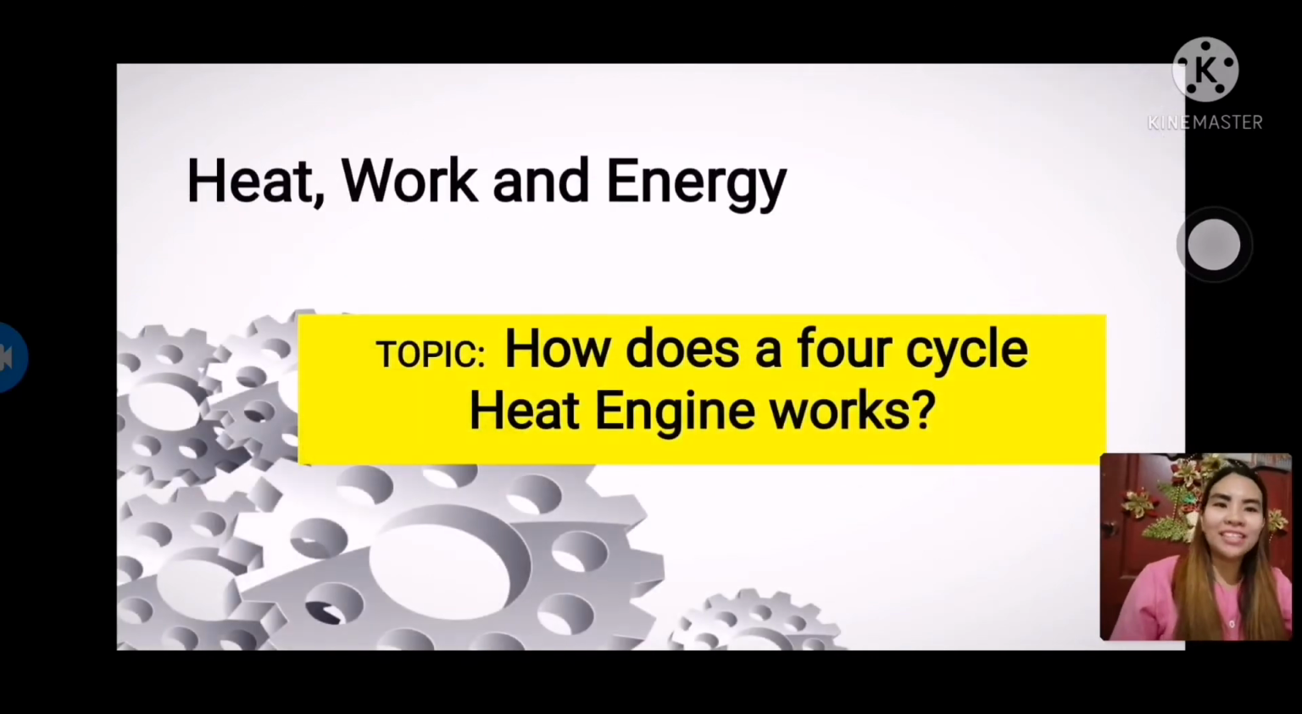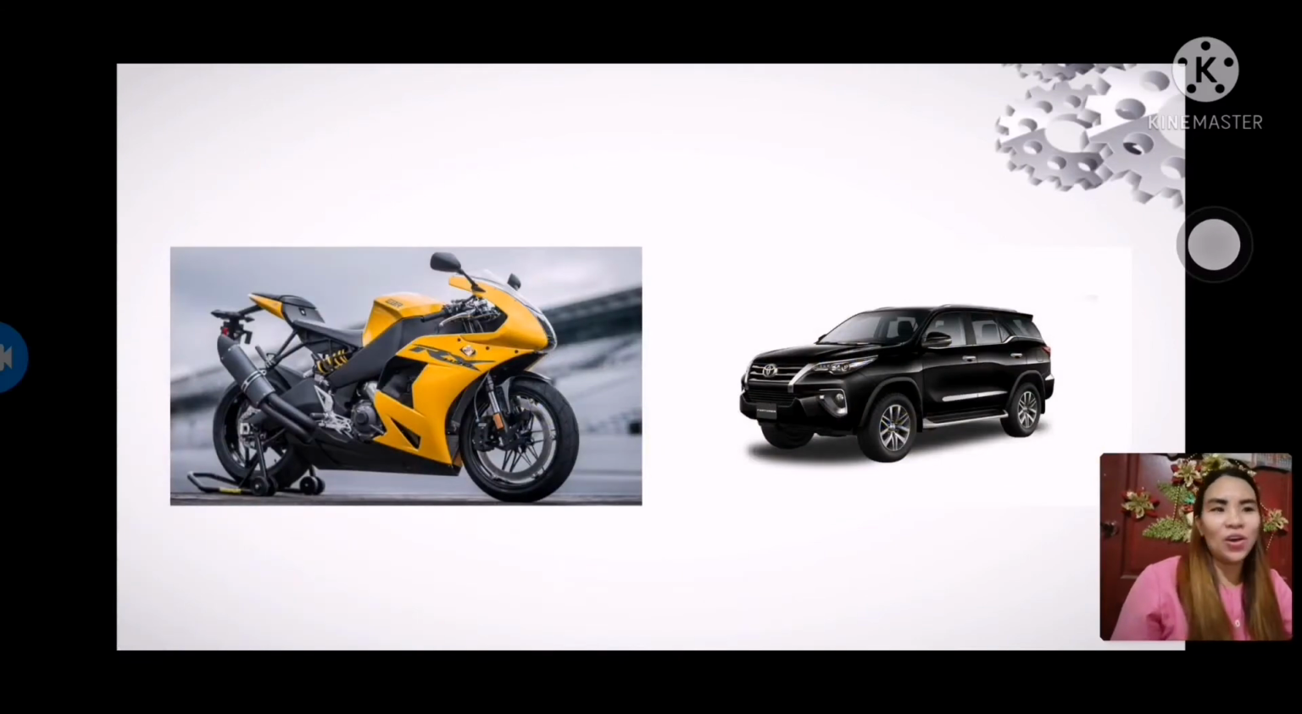Our next topic is all about how a four-cycle heat engine works. Could you guess what these two pictures shown are? So we have a motorcycle and a car. Very good. What do you think makes these two objects important? Yes, it is used for traveling, correct? And it is used to deliver some things, correct? Now, question. What is the one that makes them useful?